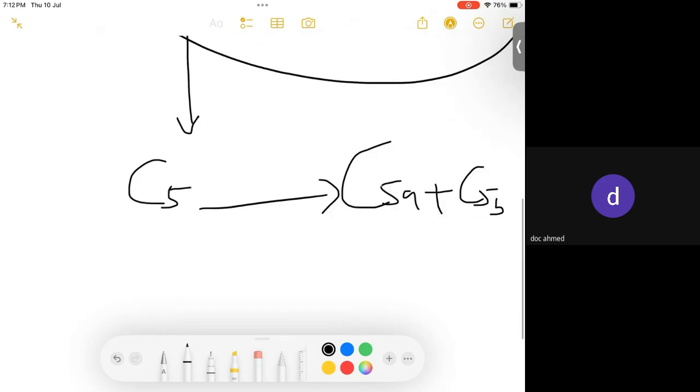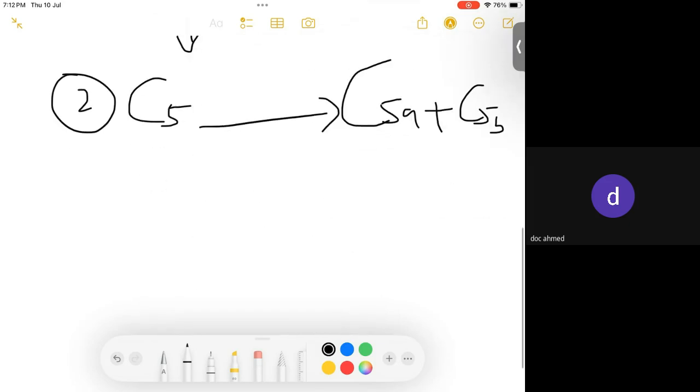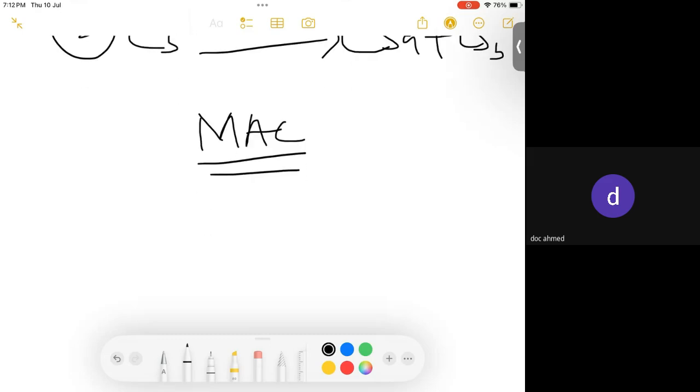This is going to be the second important step in activation of your complement system. And in the end, once the C5 is activated, we are going to get something called MAC, membrane attack complex. Membrane attack complex is from C5 to C9. Just keep that in mind.